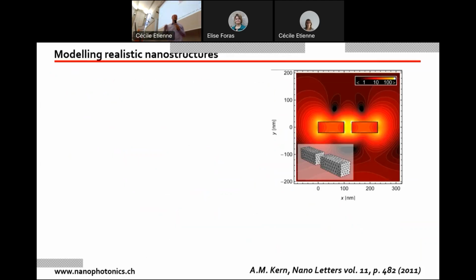And then, of course, you try to use your numerical simulation for your experiments. So here, this is again one of these small optical antennas with two gold nanostructures and a small gap in between. That's what we develop when we do simulations.